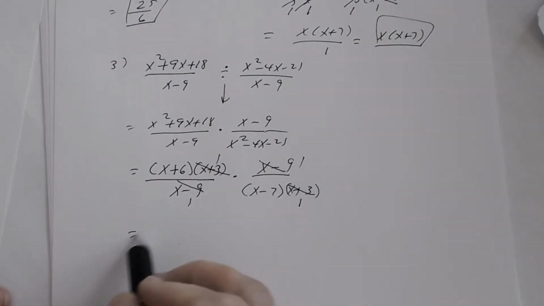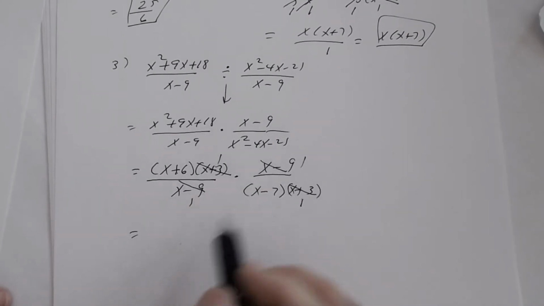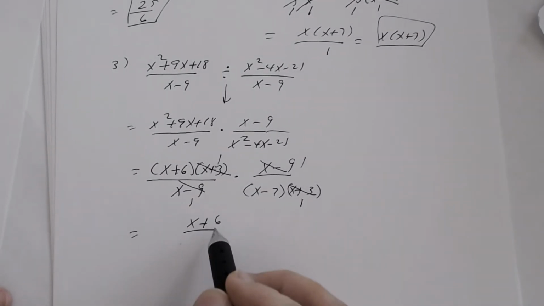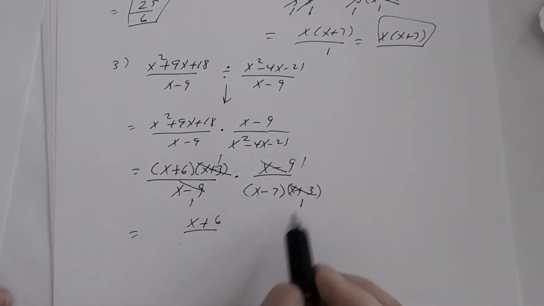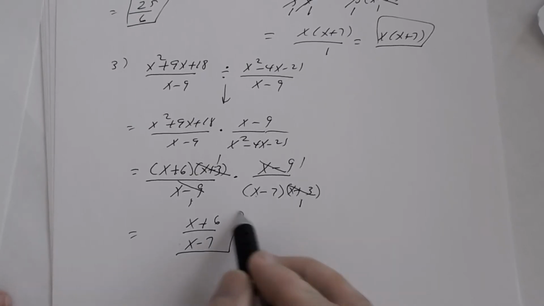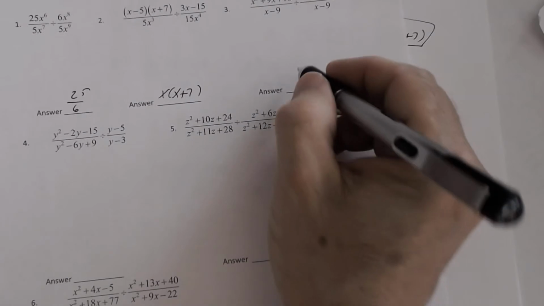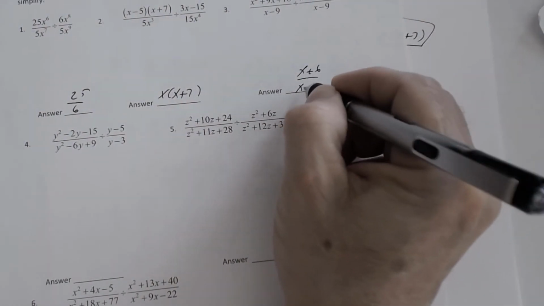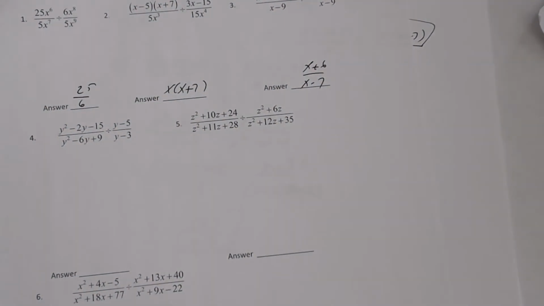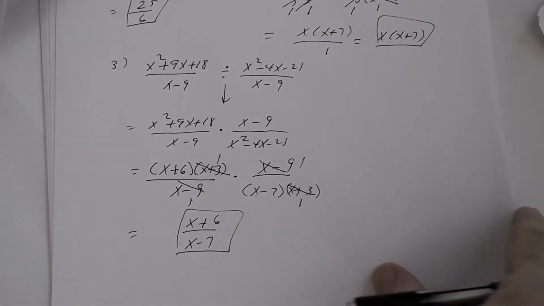And so therefore the answer is going to be x plus 6 times 1 is x plus 6, divided by 1 times x minus 7 times 1 is x minus 7. So that's number 3. So number 3, the answer is x plus 6 divided by x minus 7. Okay? All right, let's do number 4. Number 4, we have, okay, there's number 4.